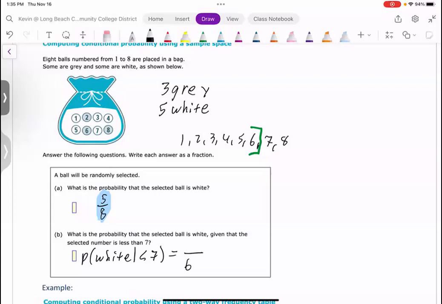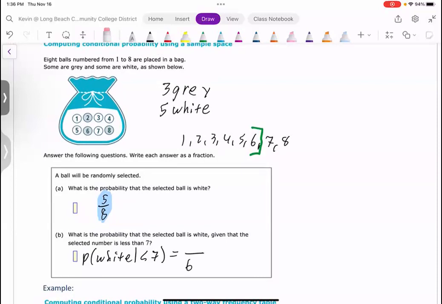And how many of them less than 7 are white? Well, I'm going to circle. I see 1, 2, 3, 4 of them. And this is where you can reduce it if you want or not. I'm just going to leave it as is. All right, let us move on.